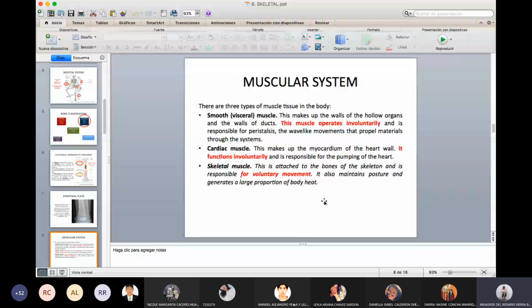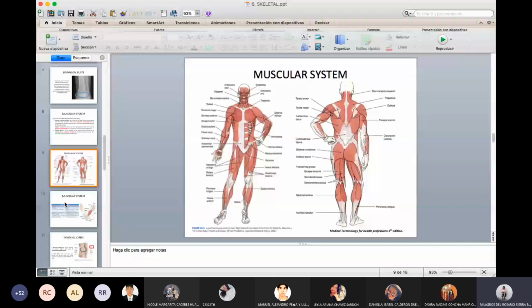Okay, so about the muscular system and the video you were watching, remember you guys were talking about the skeletal muscle. Remember that the skeletal muscle is responsible for voluntary movement. Cardiac muscle and smooth muscle, that is the visceral muscle, operate involuntarily. And the different types of muscles, you guys remember more than I do.